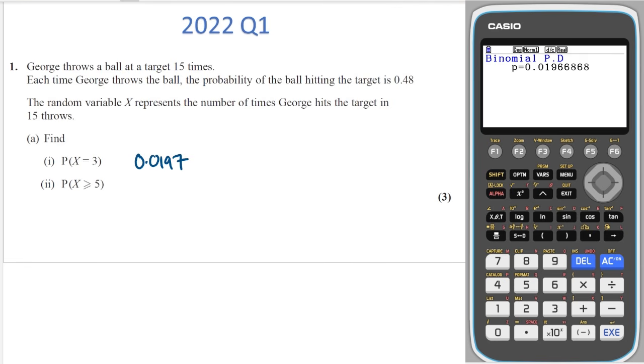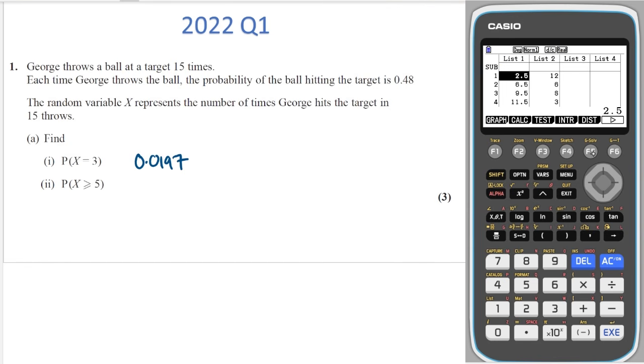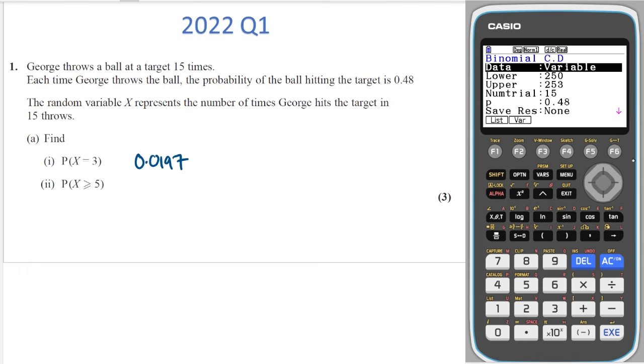Okay, great. And the next one is a cumulative probability. So I'll go back out and I'll press distribution and I'll press binomial and I'll press CD. And I'd have to type in the numbers again. The lowest value I could possibly have is 5, and the upper value is the maximum, which is 15. And there are 15 trials, and the probability is 0.48. So I press execute, and that gives me 0.920.